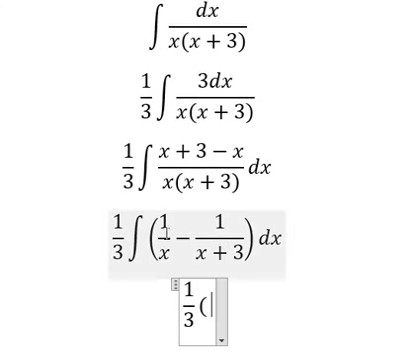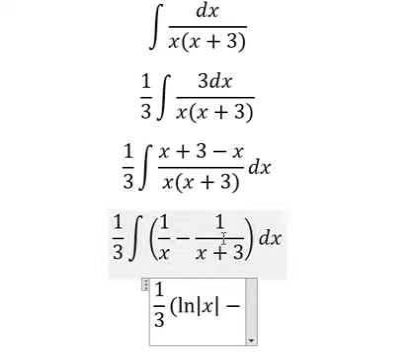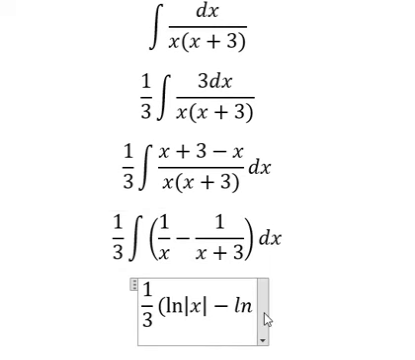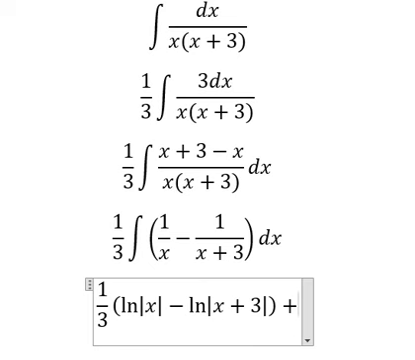The integration of this one, we have ln of the absolute value of s. The integration of this one, we have ln of the absolute value of s plus 3. And I will put c.